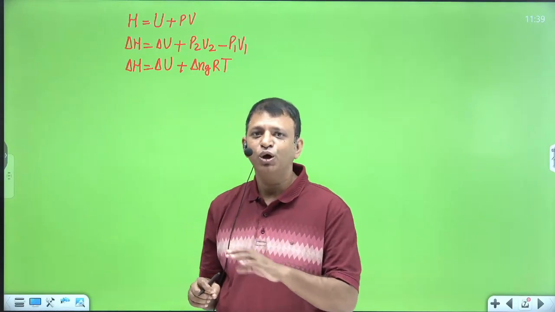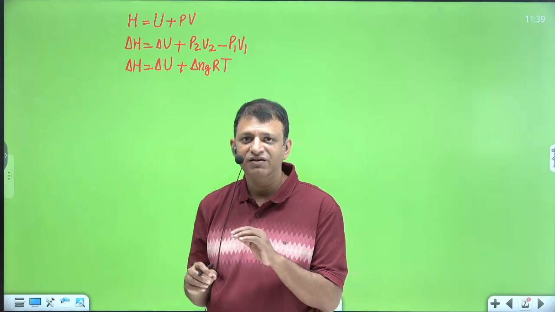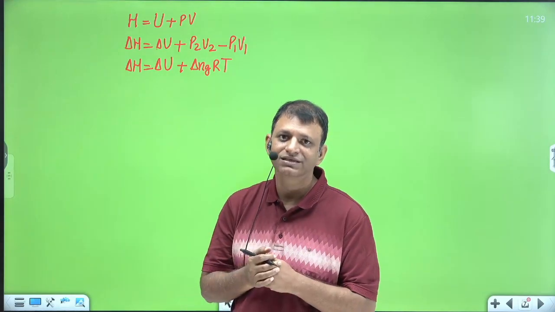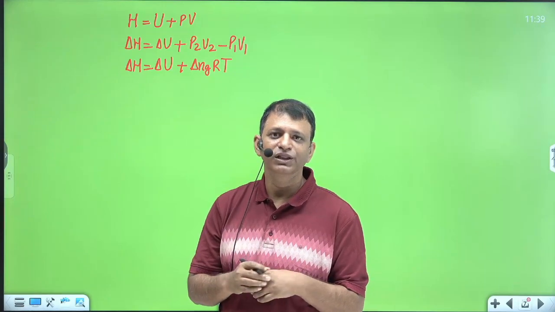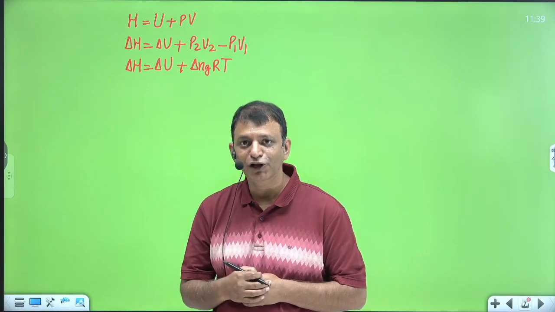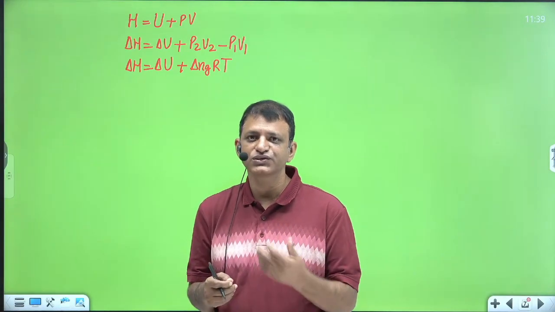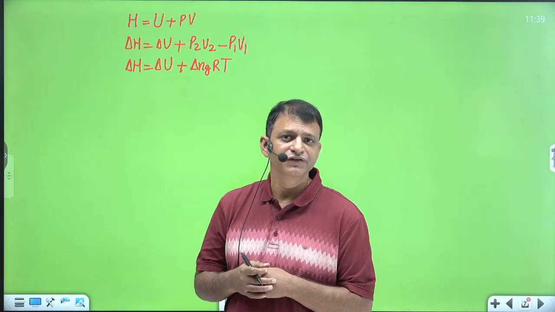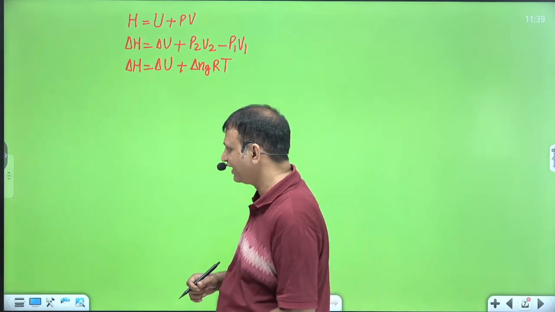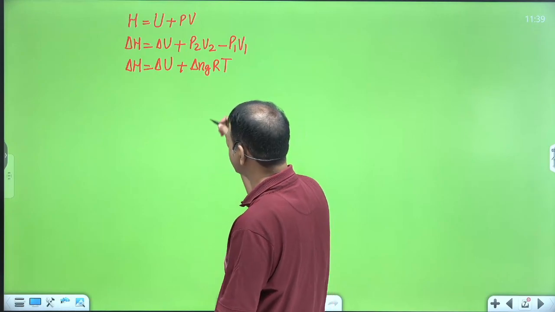Sometimes they will not mention whether the gas is behaving ideally or as a real gas. Then, from the data, if only the temperature is mentioned and nothing is mentioned about pressure and volume, it is an indication that we can solve the problem only when we assume the gas as an ideal gas, right? So depending upon the data and the instruction given in the question, we can solve it.